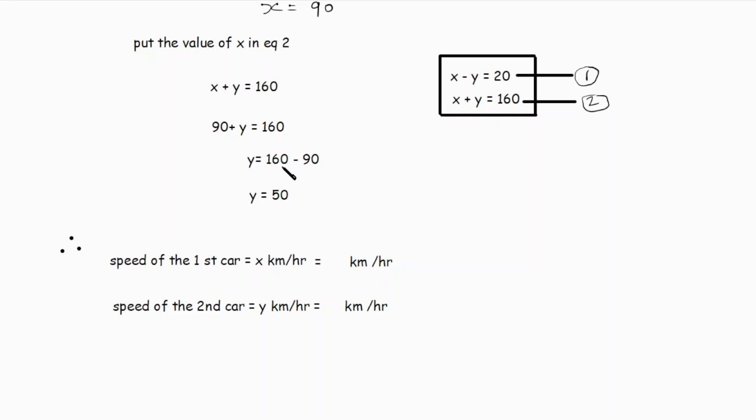So y is equal to 160 minus 90, because when this value comes to the right side, the sign becomes minus. After deducting the value from 160, we get y is equal to 50. So we got the two values: x equal to 90 and y equal to 50. So the speed of the first car is 90 and the speed of the second car is 50.